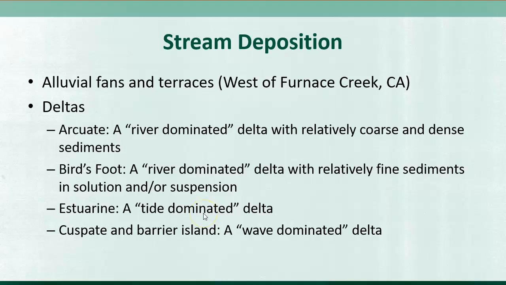One other type of stream deposition that's worth talking about are called alluvial fans. And alluvial fans and deltas are very similar to one another, so I've kept them together. Fans and deltas form when a creek or river reaches its base level. And when it reaches its base level, it loses all of its competence, and whatever is left in that starts to fall out of the river and starts to create landforms.